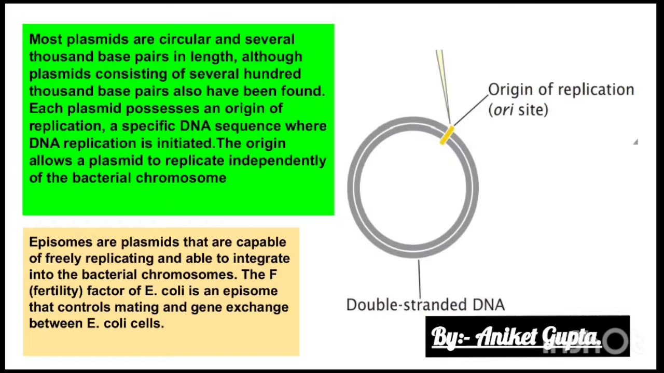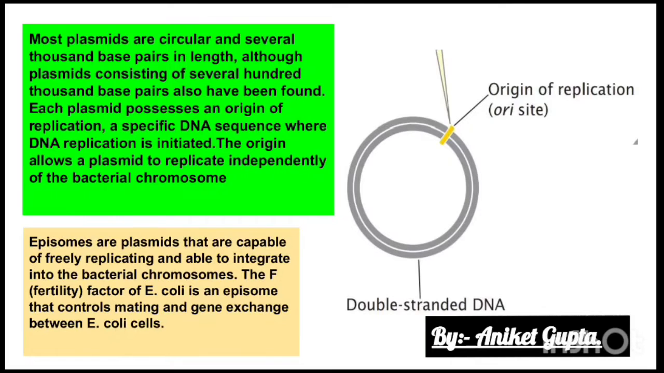If we talk about the structural arrangement of a plasmid, this plasmid possesses an origin of replication, right? So what is the origin of replication? A specific DNA sequence where DNA replication is initiated, and this origin allows a plasmid to replicate independently of the bacterial chromosome. So independent of the bacterial chromosome, this plasmid shows replication, right?